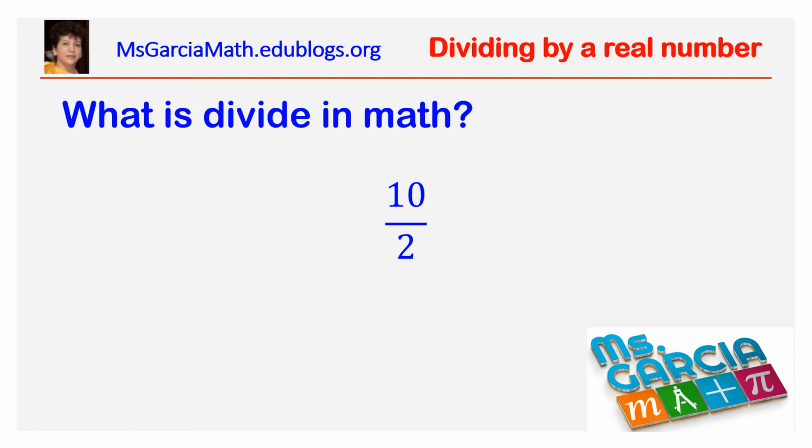Question: What is divide in math? Answer: Division is a method of distributing a group of things into equal parts. It is one of the 4 basic operations of arithmetic, which gives a fair result of sharing.